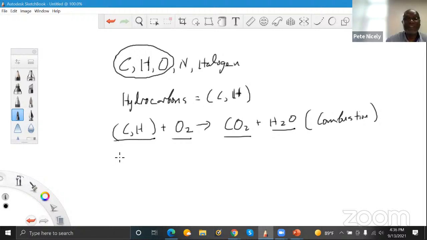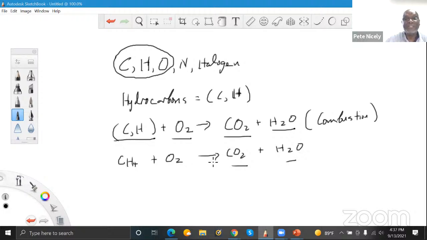So let me give you a couple of examples. For example, the simplest hydrocarbon is a compound known as methane, all right? When you react it with oxygen, the products will be CO2 and H2O. So now that we have figured out what the products are, all we need to do is balance this equation. To balance this equation, we're going to need a 2 here and a 2 here, and that would be the balanced equation for this reaction.